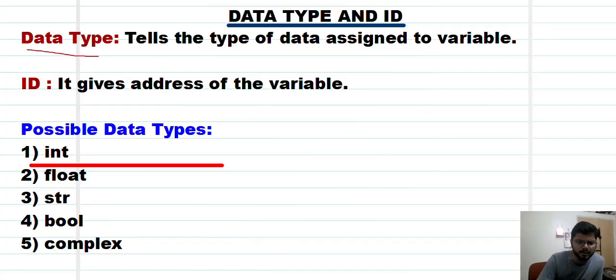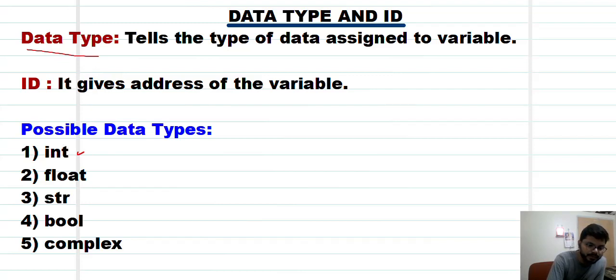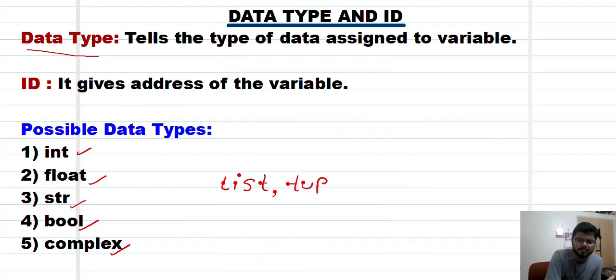So from here you can clearly see that the possible data types are, first one is int, second one is float, third one is string, bool, and complex. These are the five major data types that are available to us. There may be multiple others like list, tuple. When the time comes, we will discuss everything in detail. Now we will see what is the type.